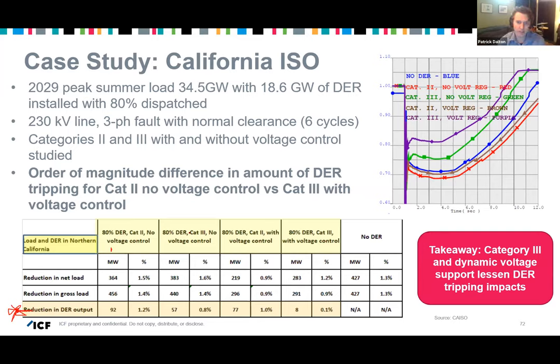So I think a key takeaway from this is that category 3 is effective at keeping additional DER online. And also voltage control is effective. So the best case scenario for losing the least amount of DER here at 0.1% is category 3 with voltage control. On the other hand, category 2, no voltage control, we're at a full order of magnitude higher in terms of the DER that's lost. Now, granted, these numbers are still relatively small in the scope of things. I think as this progresses out in time, this is the type of motivation that says we should be looking at category 3 and voltage control, at least from a bulk system stability standpoint.